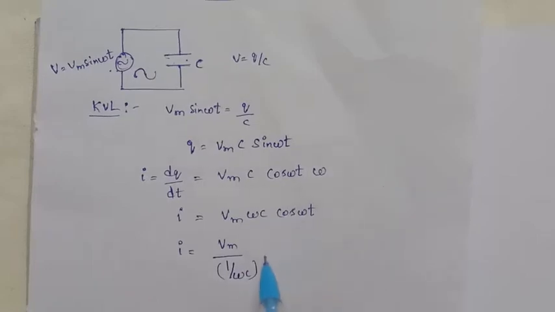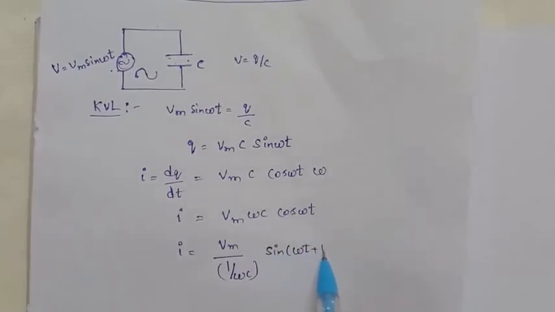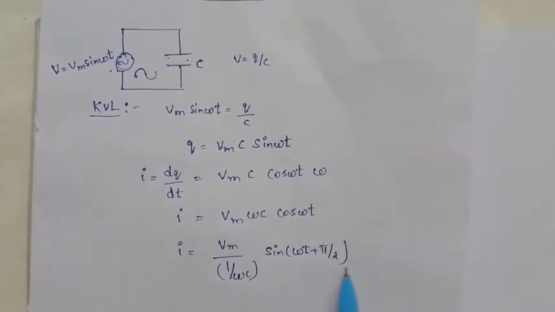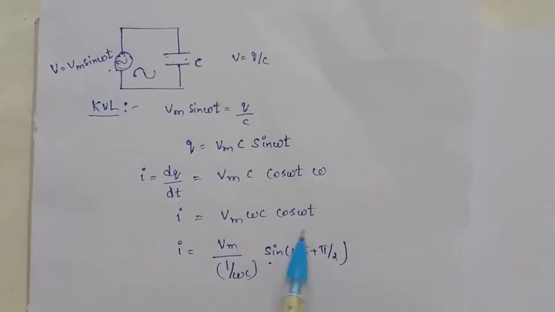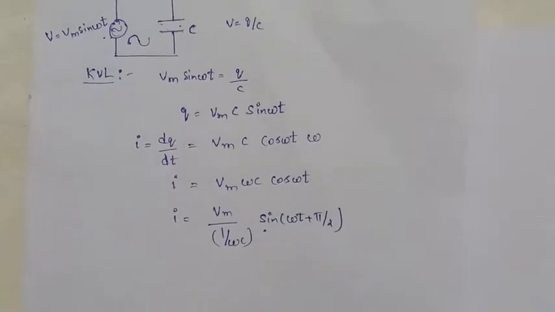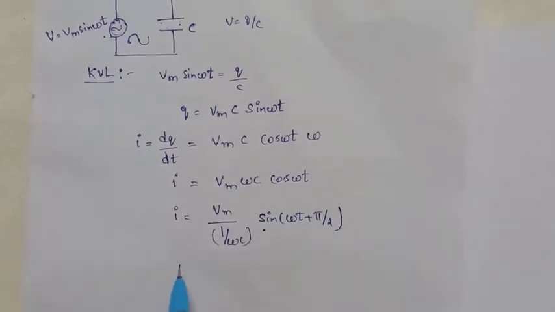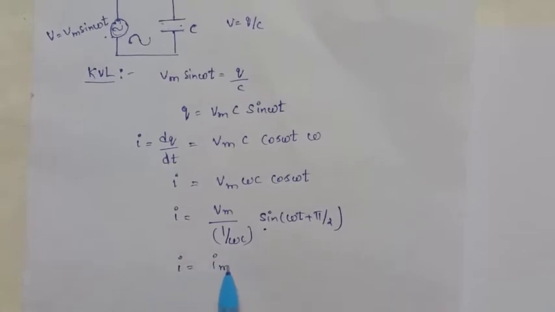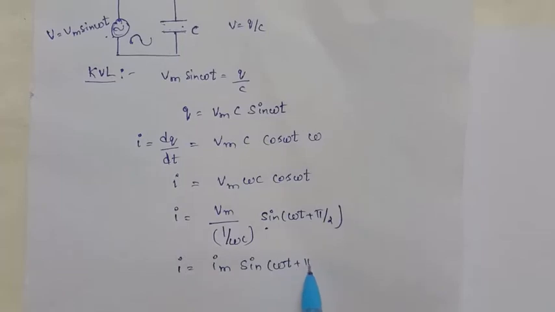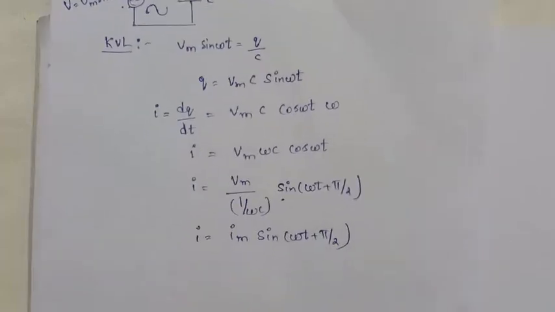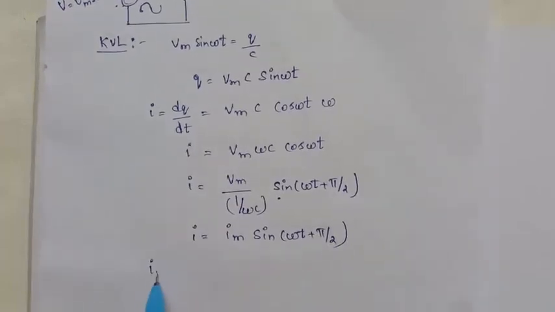and cos omega t can be written as sin omega t plus pi by 2, since sin 90 plus theta is cos theta; sin omega t plus pi by 2 is cos omega t. So what is the general form? I = Im sin omega t plus pi by 2. So compare these two equations. What is Im equal to?